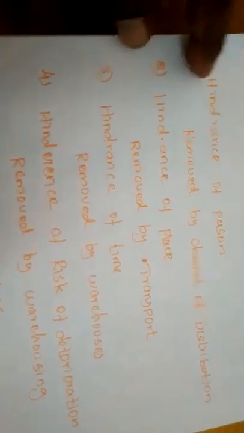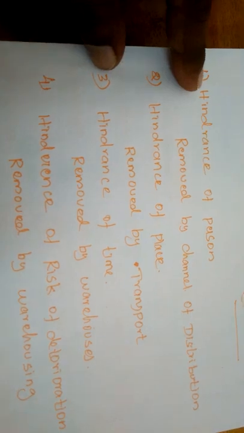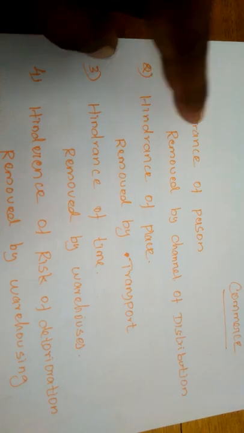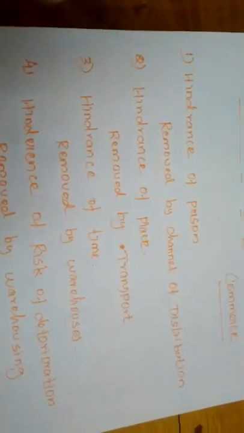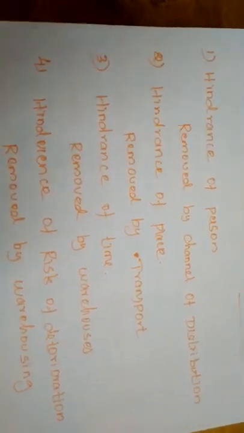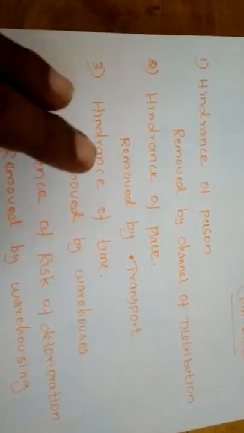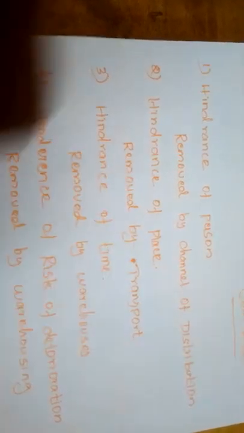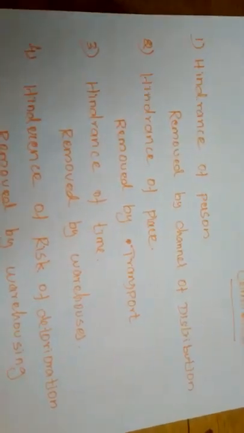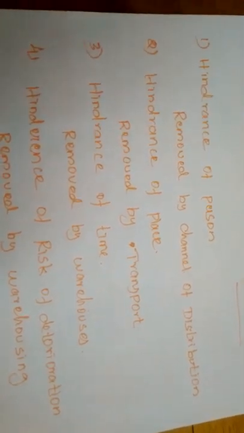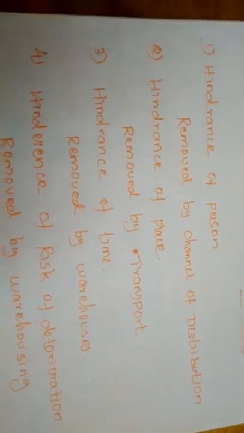The first hindrance is the hindrance of persons. Hindrance of persons means the absence of direct contact between consumer and producers. This hindrance is removed by the channel of distribution. Channel of distribution means the different types of channels there are to distribute the commodities from the producer to the consumer: the wholesaler, the retailer, the broker, the middleman, and different links in the chain or channel of distribution between the consumer and the producers. That is the hindrance of persons.